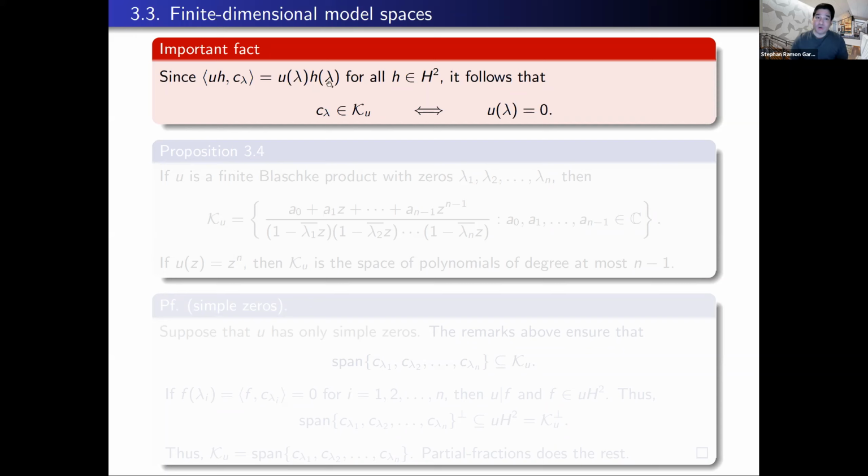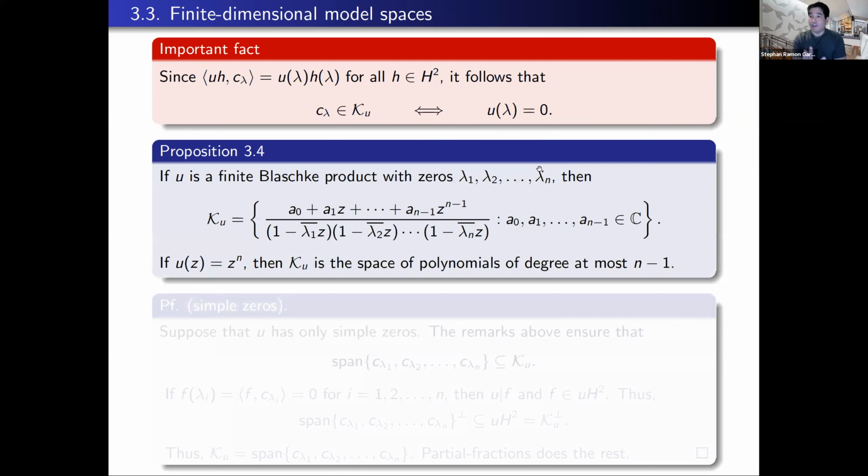If this is 0 for every function H in capital H2, that's the same thing as saying that U of lambda must be 0. So the important fact is a Cauchy-Szego kernel belongs to Ku if and only if the inner function U vanishes at the corresponding point lambda. Very important point, and that will lead us to the next proposition. Again, the numbering here refers to the numbering in the book chapter, which I believe the link to will be posted quite soon if it hasn't been posted in the chat already.